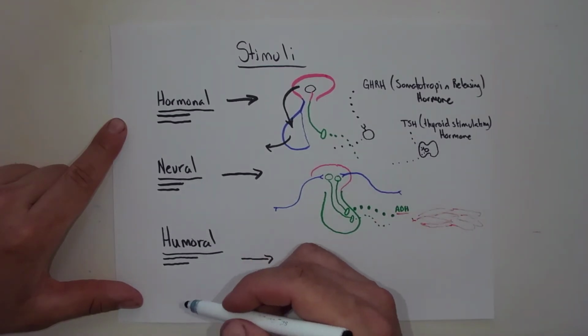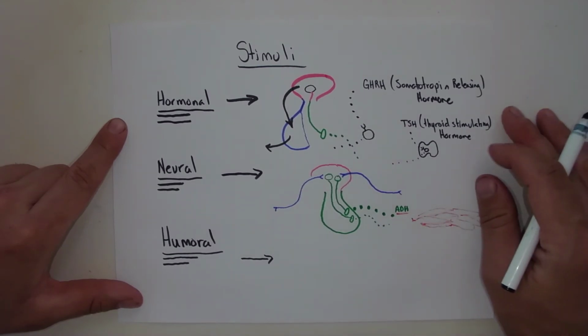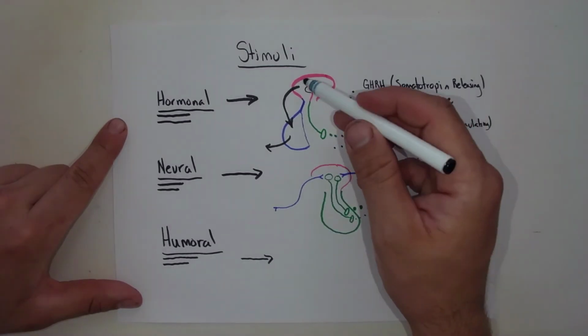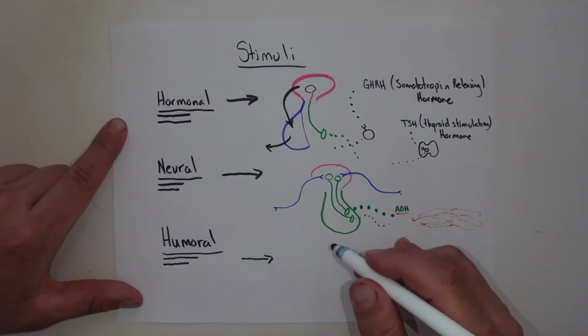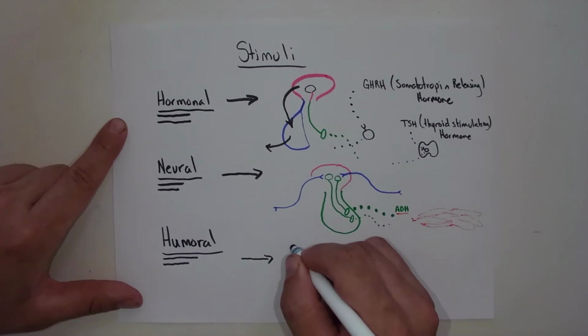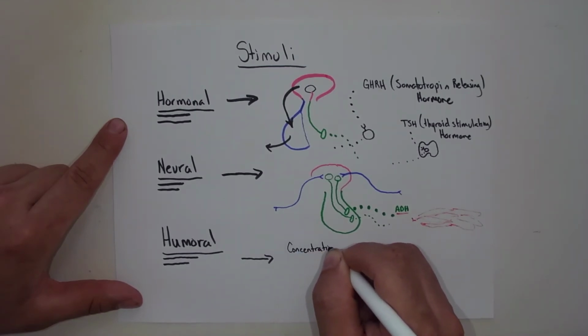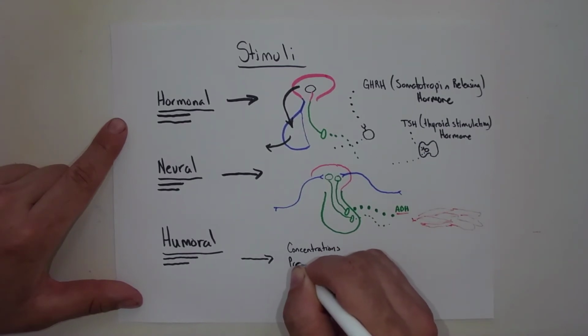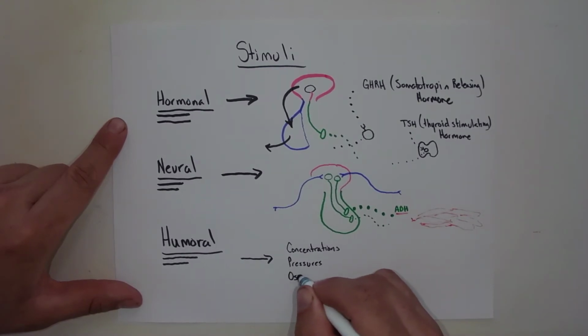Humoral stimuli, just like those things back in that time, we can't really identify with the unaided eye. And not that we can see action potentials or see hormones, but these are more conceptual things. Things like concentrations or pressures or osmolarity.